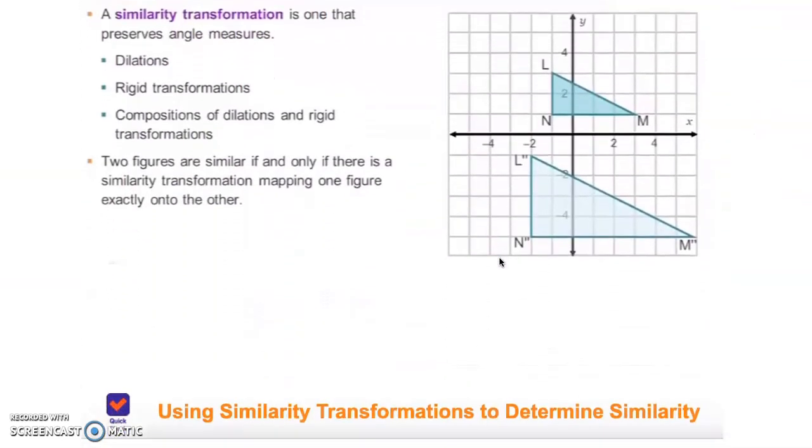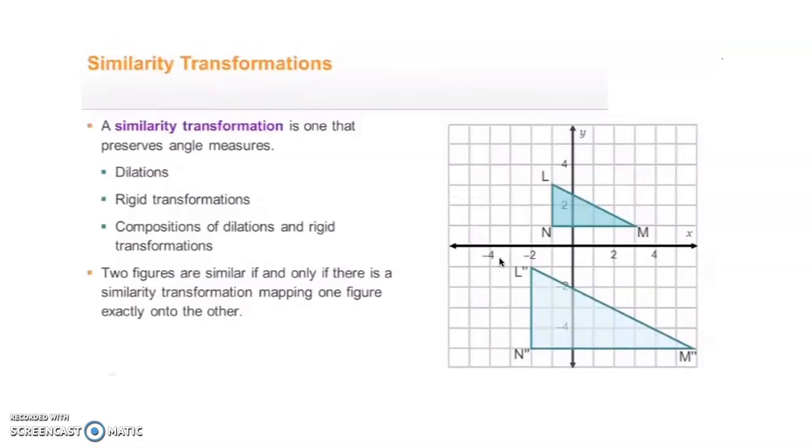So if we take a look at this one, this is something you might want to write in your notes. So pause the video if you need to and take note of this. You'll notice that a similarity transformation is one that preserves angle measures. Dilations preserve angle measures because when we make them bigger or smaller, the angles stay the same. Like L is still congruent to L', N' and N are still right angles, and so forth. Rigid transformations also preserve angle measures.